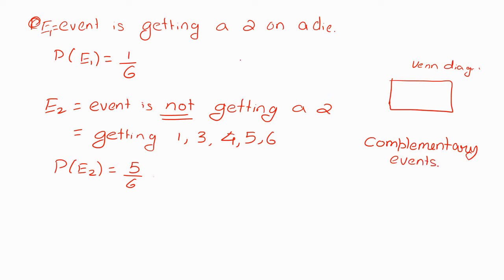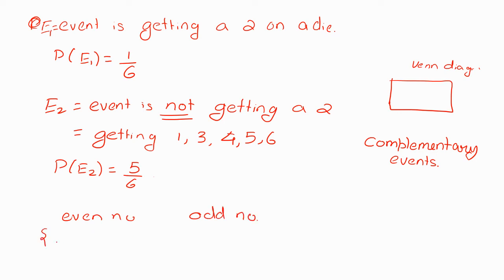Okay, there's nothing in common between them. For example, getting an odd number and getting an even number. That does not leave anything in between them, but if you combine them together, it will give the whole sample space. For example, even numbers and odd numbers on a die.